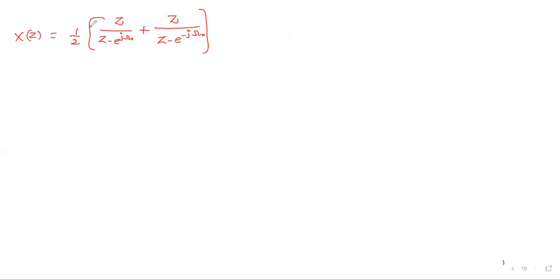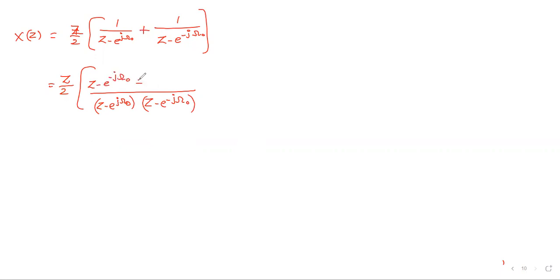Now, we just take the LCM. 1 by 2, LCM z minus e power j omega naught into z minus e power minus j omega naught. So it will go to the numerator. z also you can take outside. This will become z by 2 outside. Here only I will take it better, so it is easy for you to understand. This is 1 and here it is 1 because I am taking the z outside. Now this will go this side: z minus e power minus j omega naught plus z minus e power j omega naught.